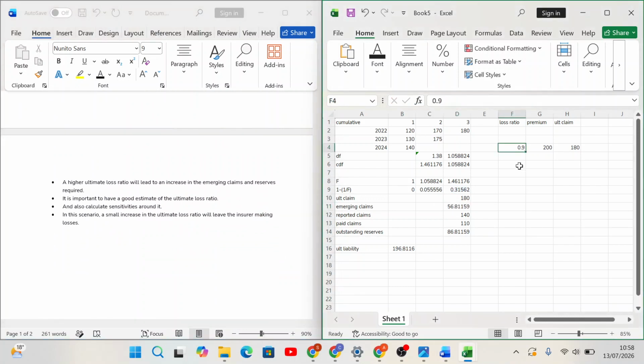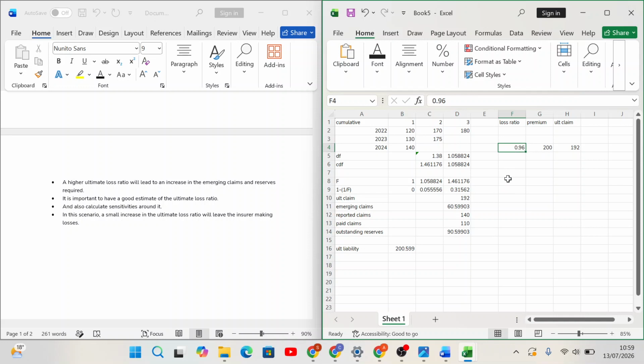So I'll just show you how. In our case, our loss ratio was 0.9. So in the case that we increase this 0.9, say to 0.96, I want you to look at the emerging claims and the reserves. With 0.96, our emerging claims was 56, it has become 60, and our outstanding reserve is now 90, which is an increase. So it is really important to have a good estimate of the loss ratio.